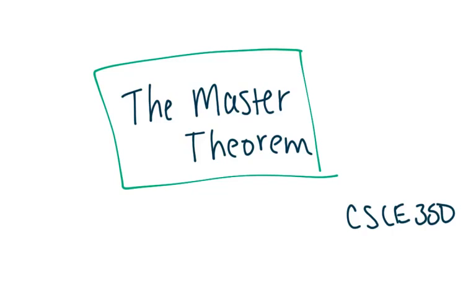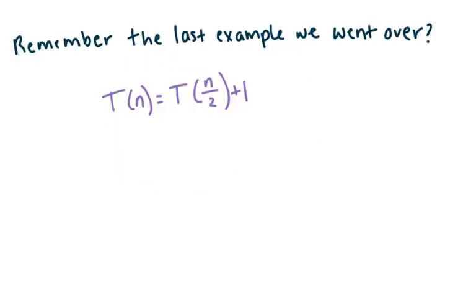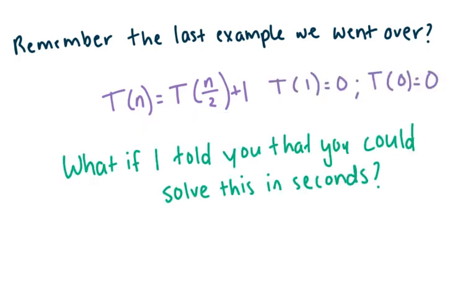Hey guys, in this video we're going to talk about the master theorem and hopefully how it will make your life easier. So remember the last example that we went over? In the last video we came up with this recurrence for one of our power functions, and then we solved it, and it was all that math over like 2 or 3 pages, right? So what if I told you that you could solve this in just seconds? I feel like Morpheus.